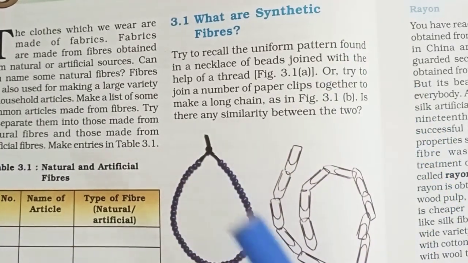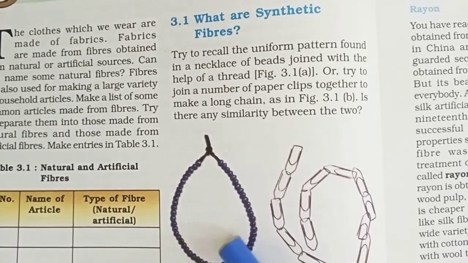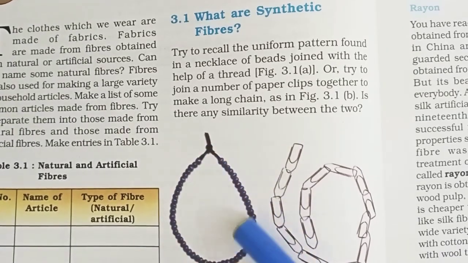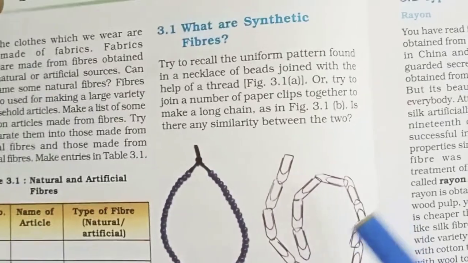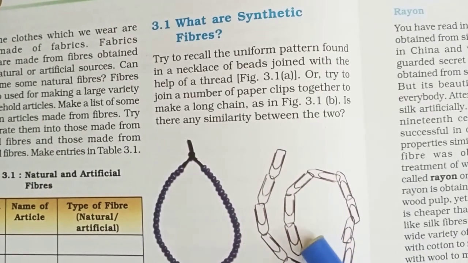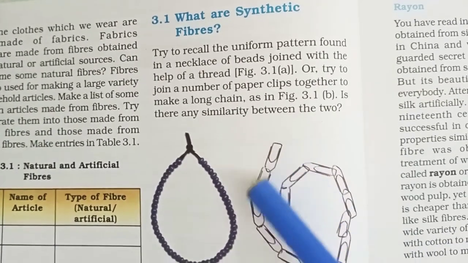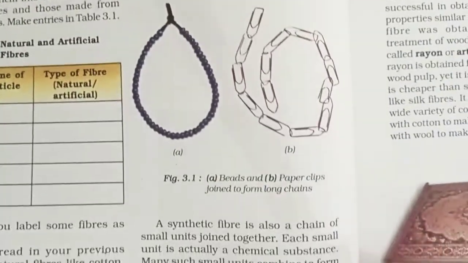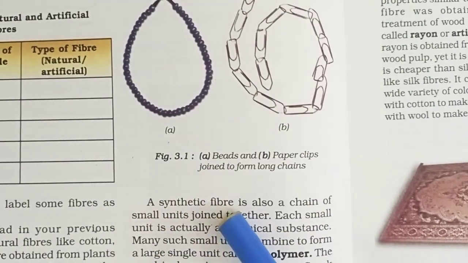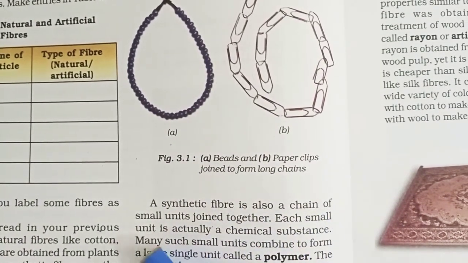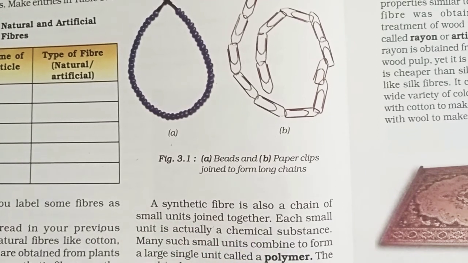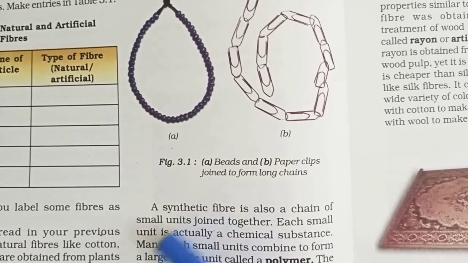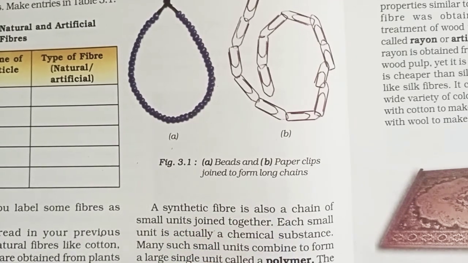So listen carefully. So many beads are there which are of the same color, size and shape. These are all tied together to a rope to form a necklace. In the same way, see here, these are paper clips which are all attached to form a chain. In the same way, they are explaining that a synthetic fiber is also a chain of small units joined together.